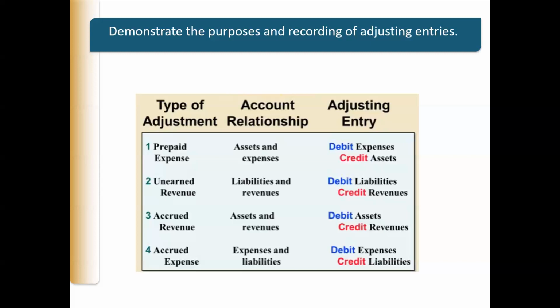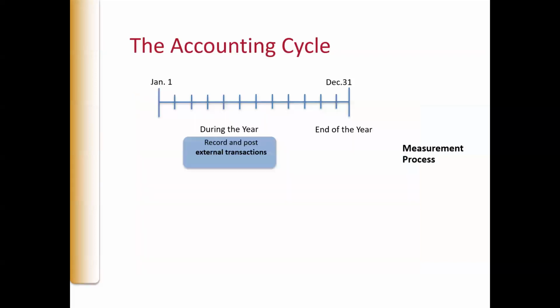Unearned revenues, we'll talk about. It's basically like that plane ticket. When we get the cash, we debit our cash and we credit our liability, deferred revenue. But when we finally earn that money, we're going to get rid of that liability or debit it, and at that time, credit our revenue. Then we're going to talk about accrued revenues and accrued expenses. So let's talk about these.